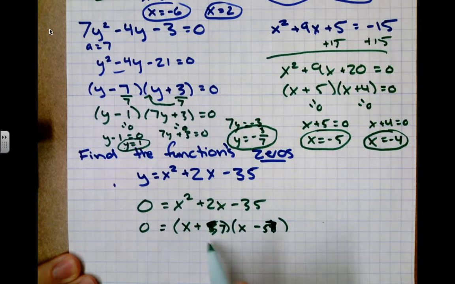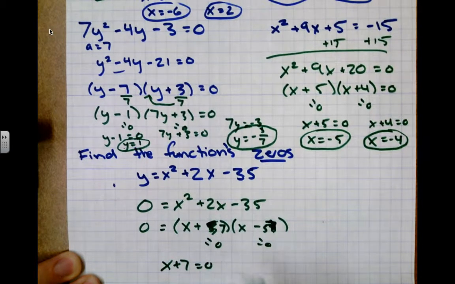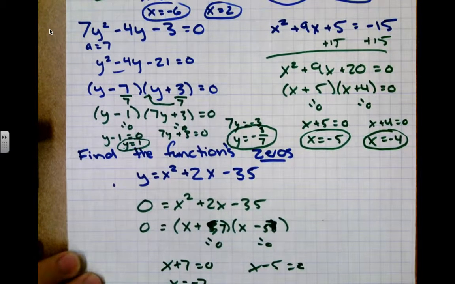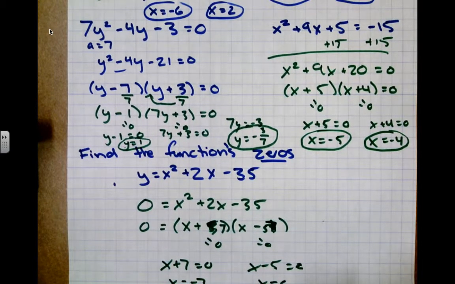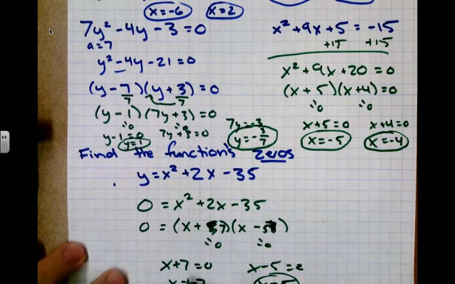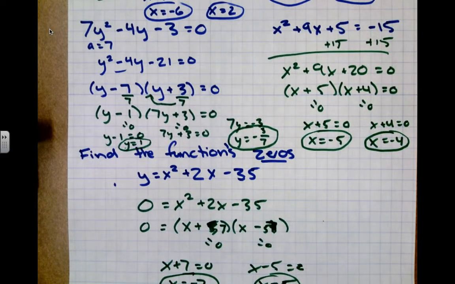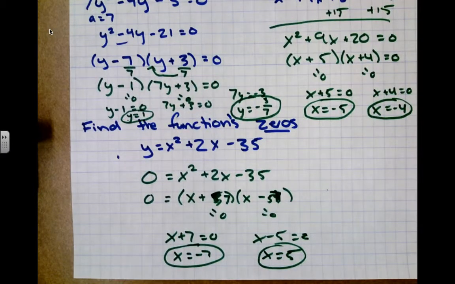Now I can go through and use the zero product property, set them both equal to 0: x plus 7 equals 0, x minus 5 equals 0, and get that x equals negative 7 and that x equals 5. And those would be our 2 solutions there. Oh, sorry, you can't even really see it there. But those would be our 2 solutions for these.